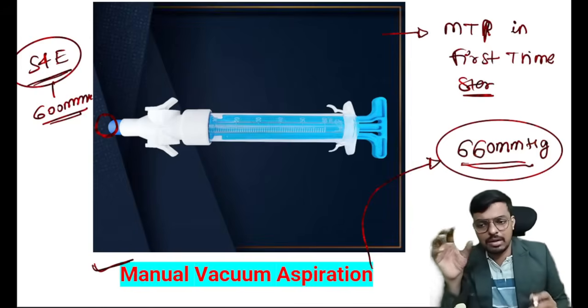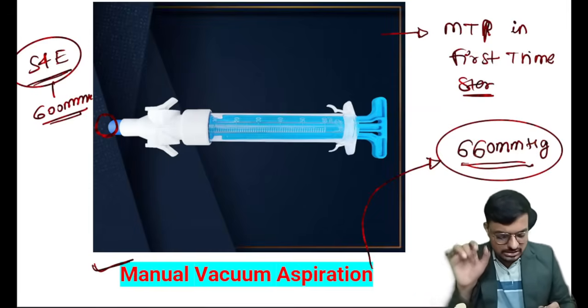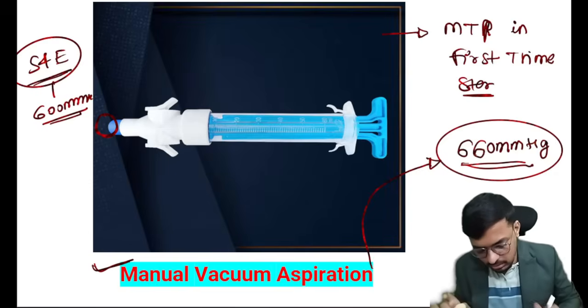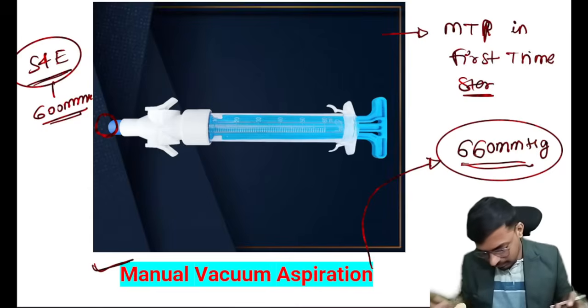Okay, so there we will apply the pressure of 600 mm of Hg in suction and evacuation, and in manual vacuum aspiration it's 660 mm of Hg. So this is your golden point and a very important point, just keep it in your mind. Okay, so hope it is clear to every one of you.